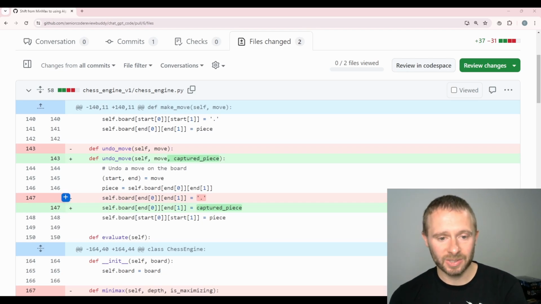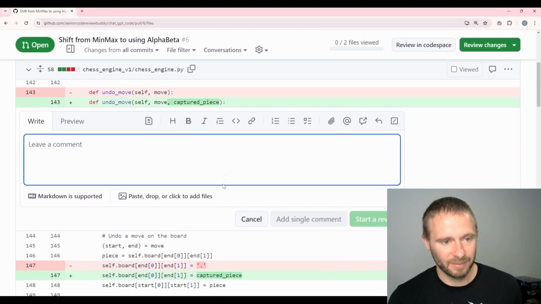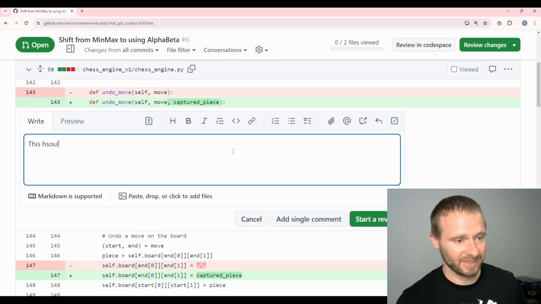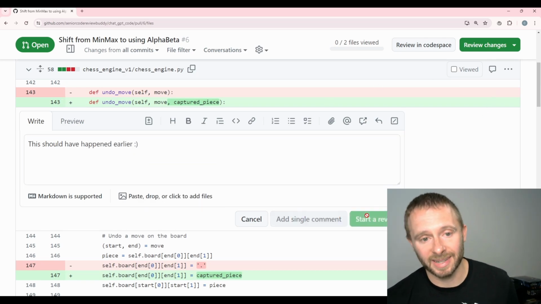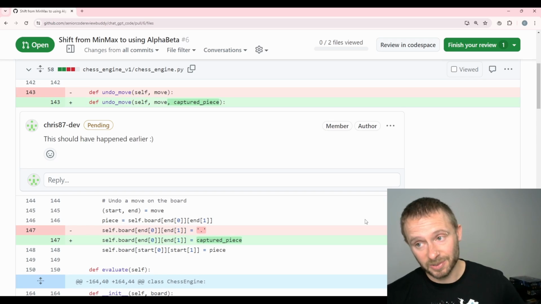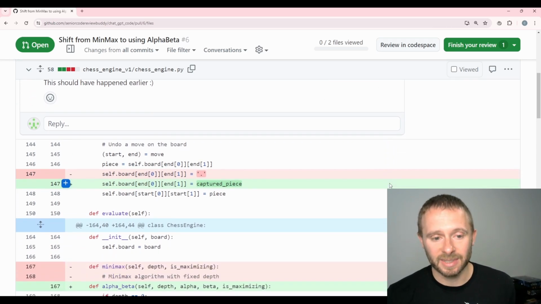Interesting. So yeah, this is something that should happen earlier. I'm going to add a note to Chris. But yeah, I missed out that when you're undoing a move, if you captured a piece, you need to put the captured piece back. This should have happened. I think I did comment though about adding some tests earlier on to make sure that captures worked correctly, but maybe not undo captures. So yeah, I might have missed something there, but that's a good thing to verify.